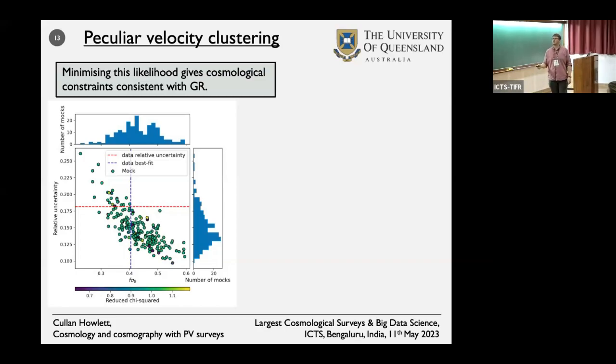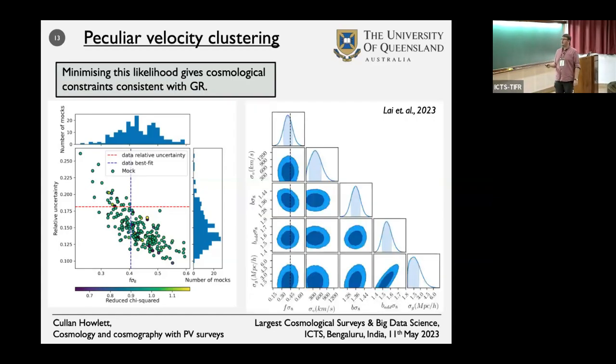So here I'm showing that same procedure applied to some of the mocks that we produced. For each of the mocks, you can produce a growth rate measurement with some uncertainty. The reduced chi-squareds of all of these fits are generally quite good, which means that our procedure is modeling the fields pretty well.